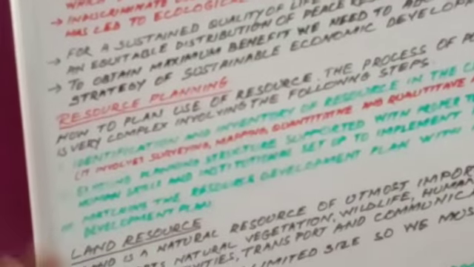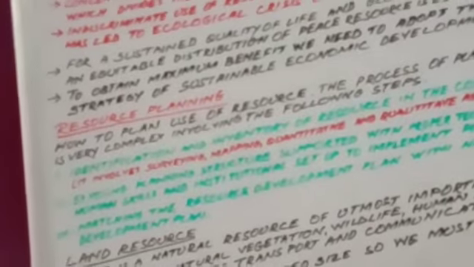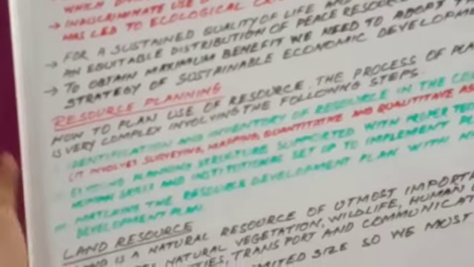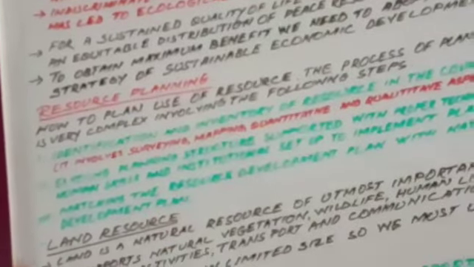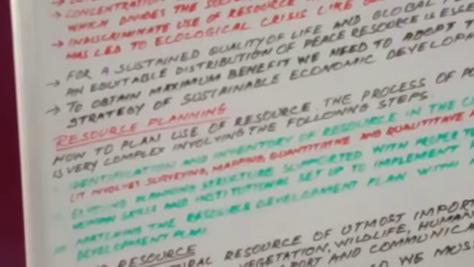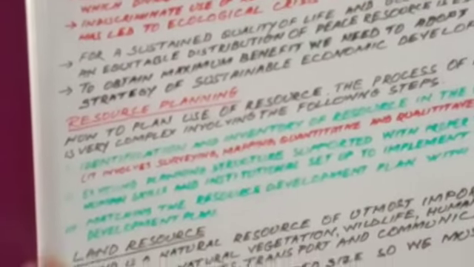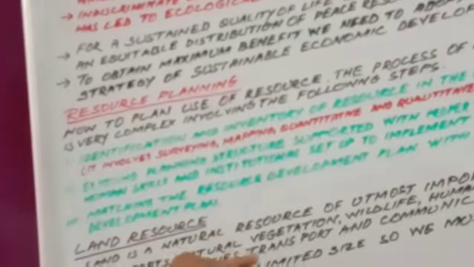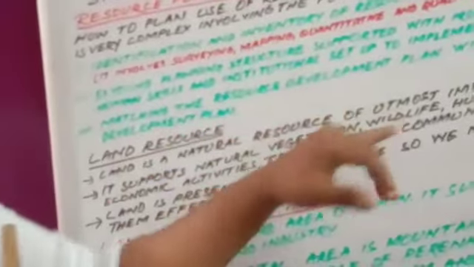Now we will talk about one of the most important aspects of one of the most important resources, and that is your land resource. Land is natural resource of utmost importance. So land, without land nothing can be done. Land is the most important resource that is available to human beings. While it supports natural vegetation, wildlife, human life, economic activities, transport, communication.